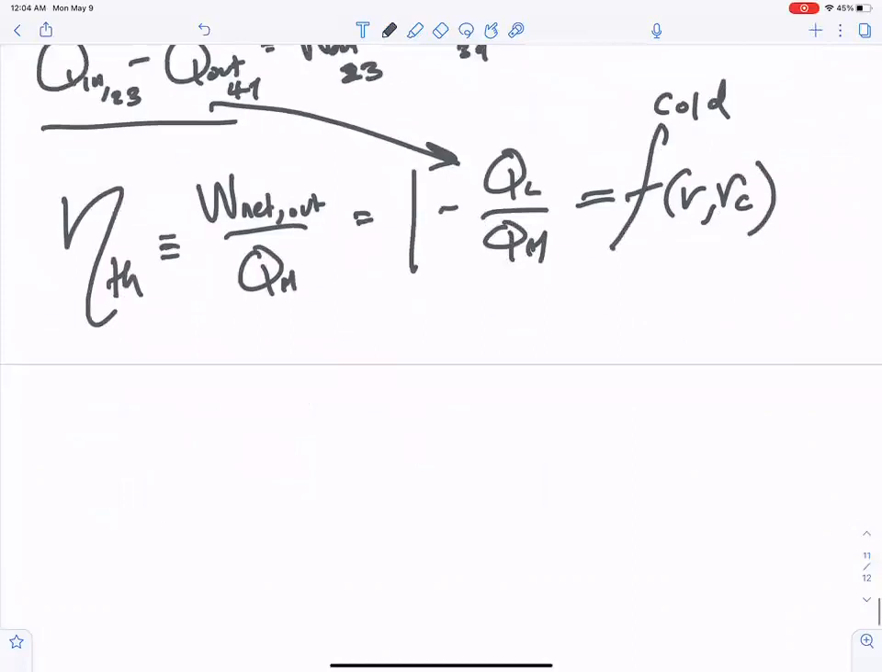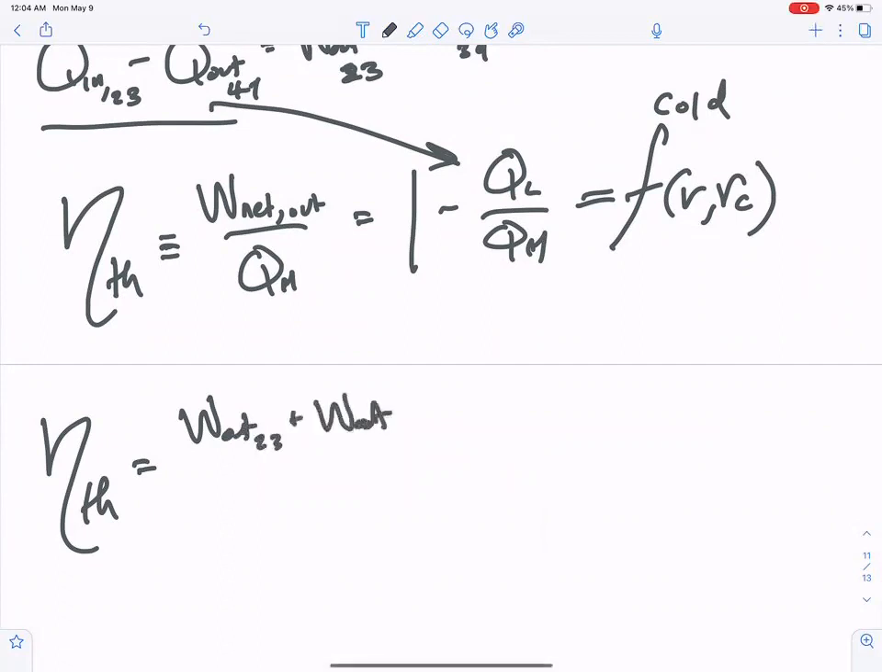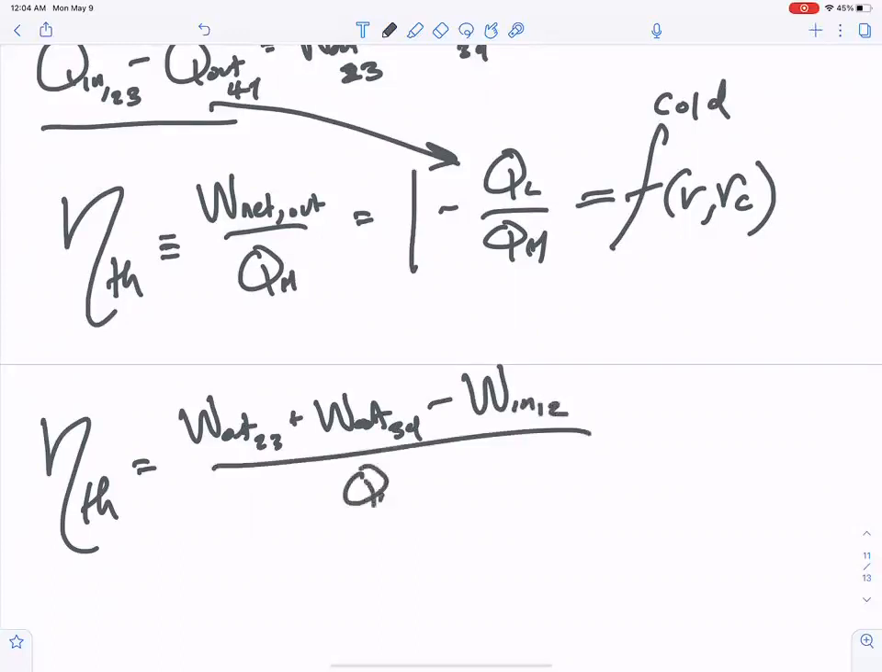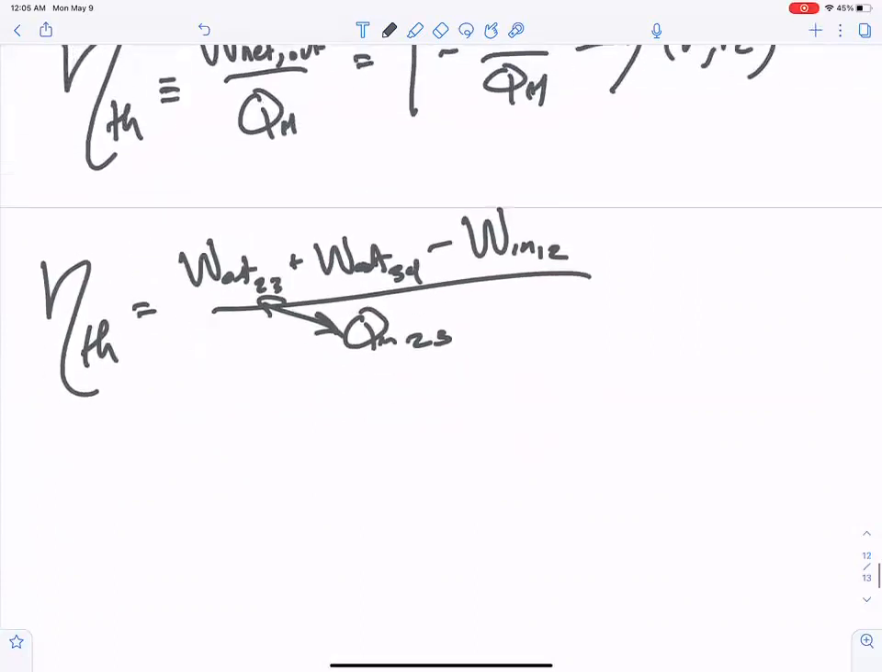But you should get the same answer if you were to go back to these work terms to say this should be the work out from 2 to 3 plus the work out from 3 to 4 minus the work in from 1 to 2, over the Q in from 2 to 3. So for 2 to 3, there's both a work term and a heat term in there.